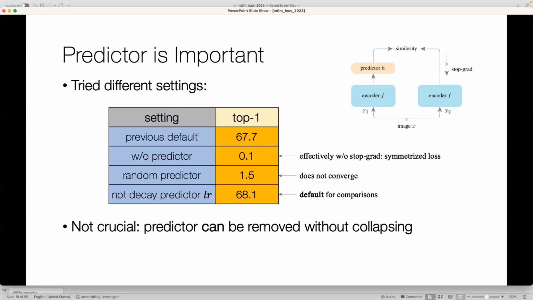And we also did some analysis on the predictor to show that this is important, but it's not as important as the stop gradient. And we have experiments in the paper to show that the predictor can actually be removed, and the representation still won't collapse. It learns from the data.